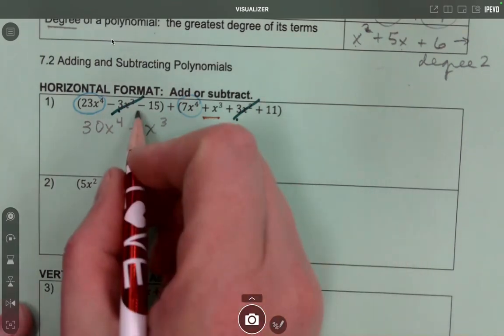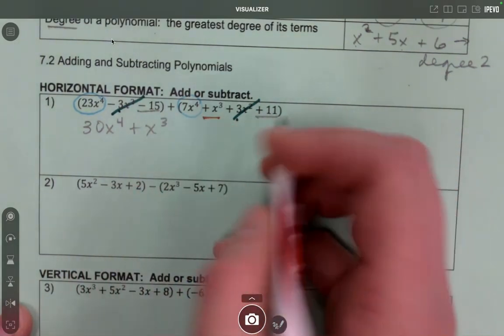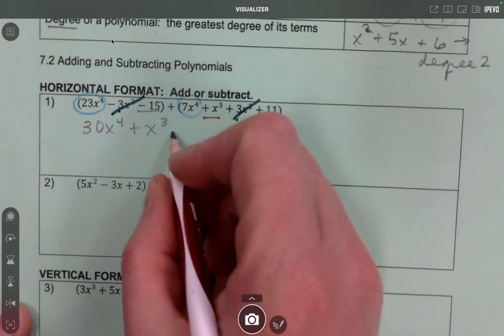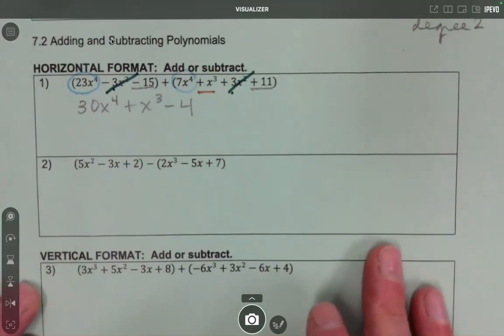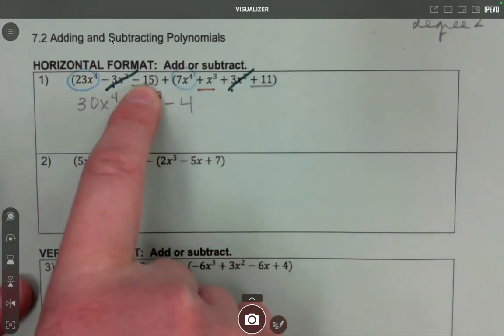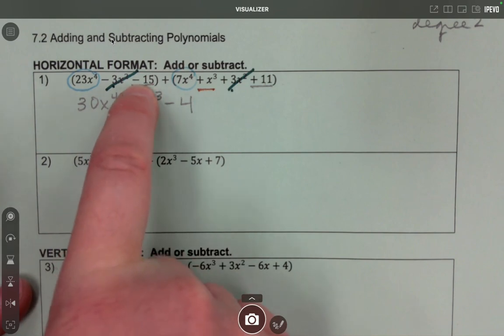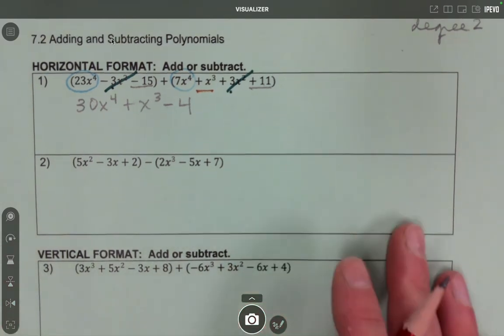And then my last one, I've got a negative 15 and an 11. Negative 15 plus 11 would be a negative 4. So I'm going to write minus 4. Hopefully by now we're really understanding that when I see that minus 15, it's really like having a plus negative 15. So I can say negative 15 or I can say minus 15. It's really kind of the same thing.